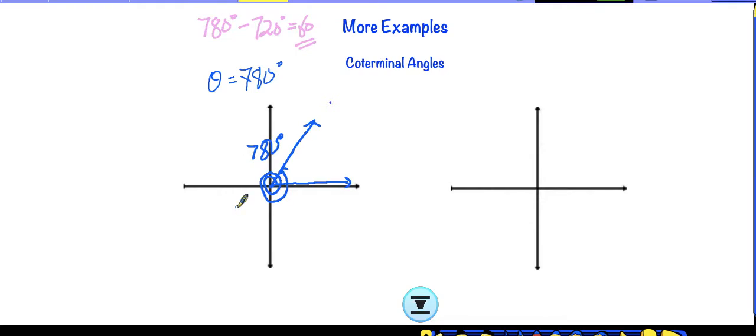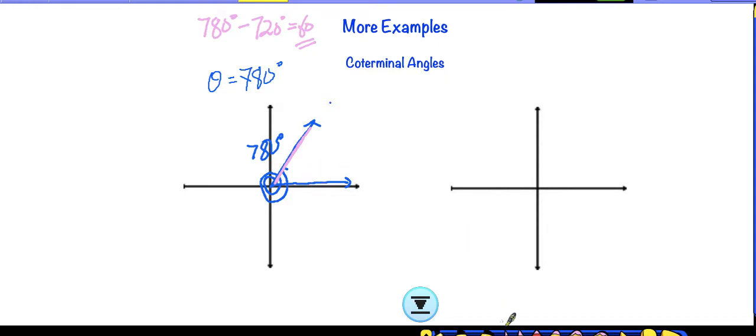Okay, and then we come to coterminal angle. Coterminal means it needs to share the same terminal ray. So let's highlight which side is the terminal ray, which is this one, right? Since this is the terminal ray, I just need to draw an angle that shares this ray.